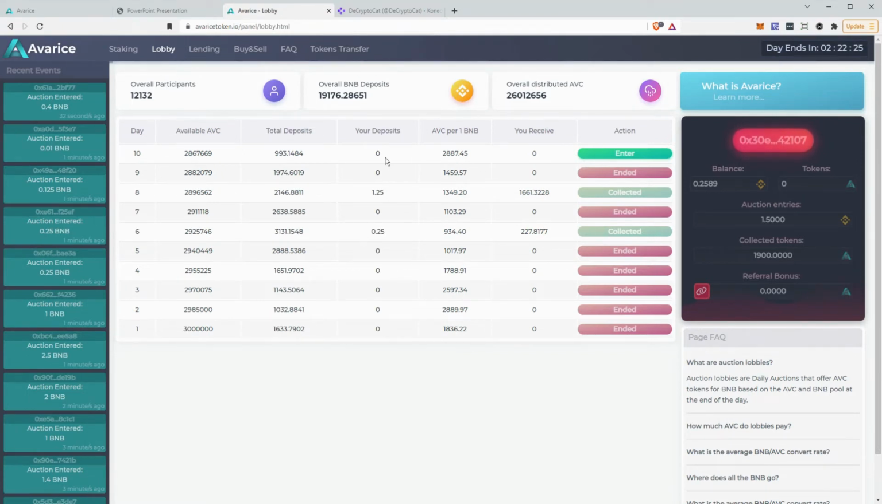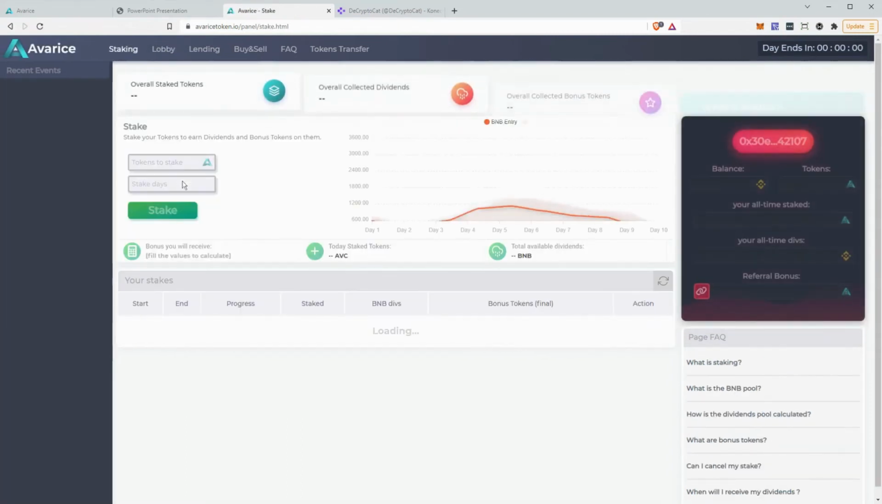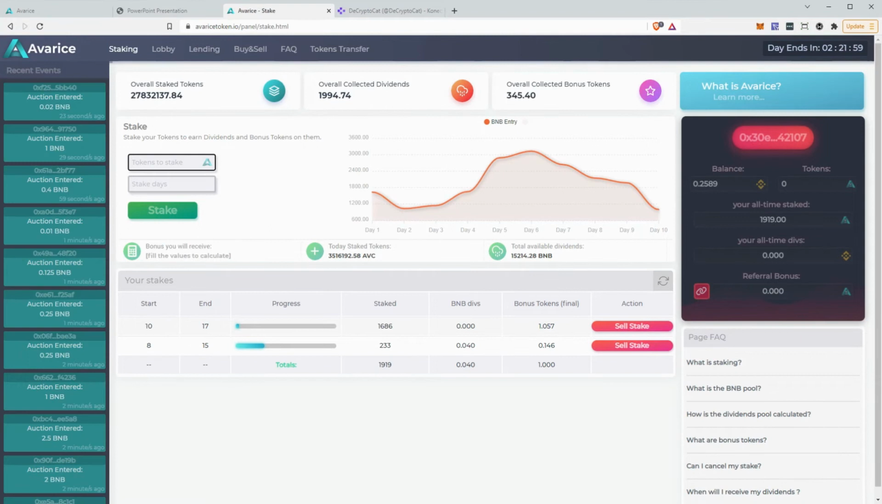Now, once you deposit your BNB into the day, you have to wait for the timer to go down to zero, and then the next one will start. Once that's done, you can click the collect button, and that'll move the AVC tokens that you won into your wallet, not your MetaMask wallet, but into the site wallet, so to speak. Once they're in here, you will go to the staking page and then you can stake your tokens. So you can stake however many tokens you have and you can stake them for up to 300 days.